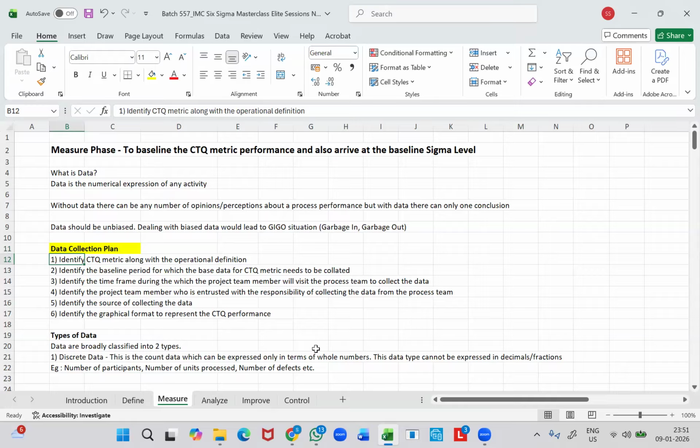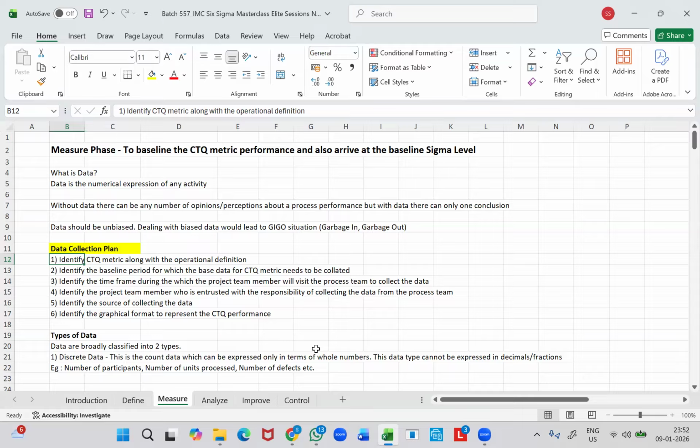So once the priority business problem is identified, we would have also identified the relevant CTQ metric along with the operational definition. So what is operational definition, as we discussed? This is nothing but the calculation logic that the project team is going to adopt for calculating this CTQ metric performance. So how will the CTQ metric performance be calculated? The operational definition will contain the calculation logic that the team is going to adopt for performing the CTQ metric calculation.